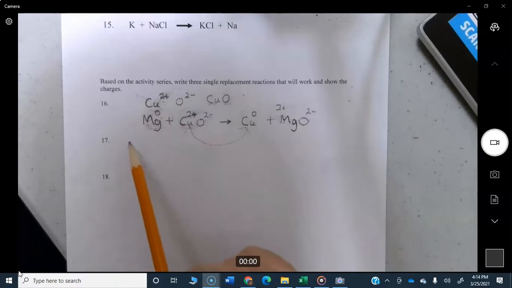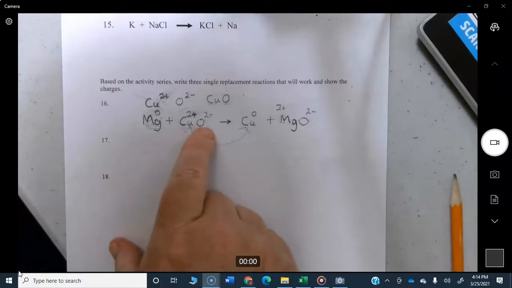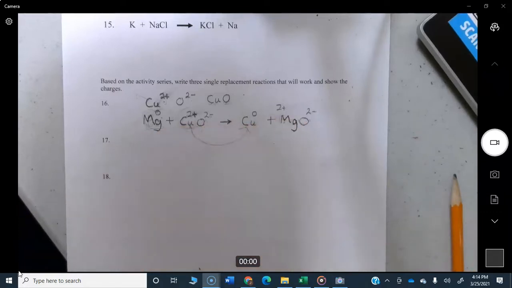Now you got to come up with your own for 17 and 18. Okay, there are many right answers. Okay, this is not a thing where there's one right answer. There's many. You just think of the compounds you're going to use, of the elements you're going to use to form a reaction, a single replacement reaction that will actually work. Okay, that's it. I'm going to leave that to you.